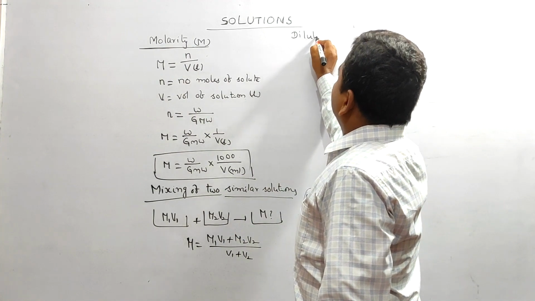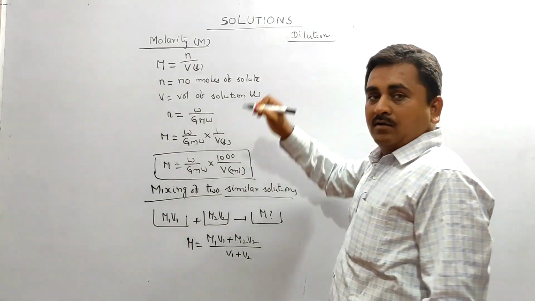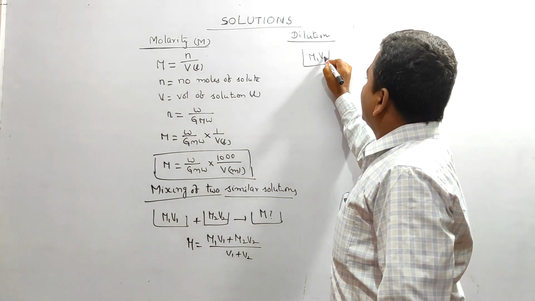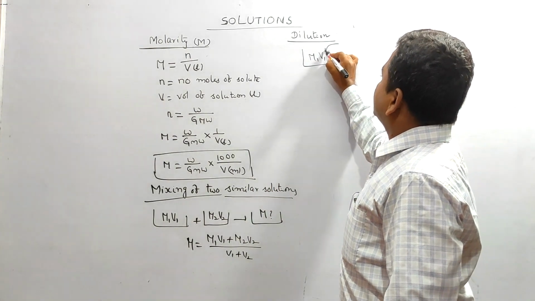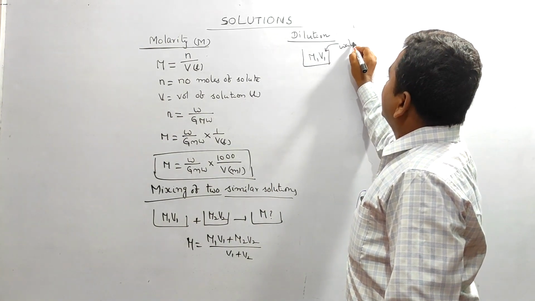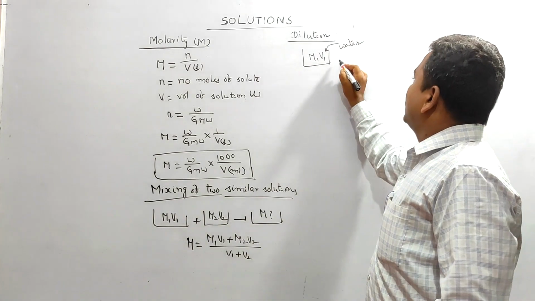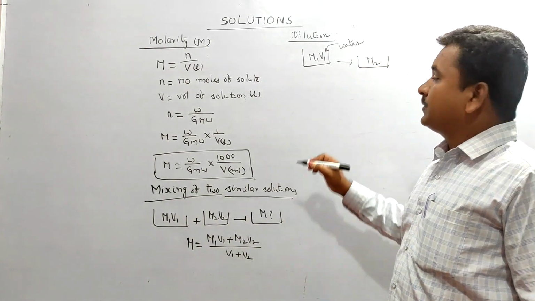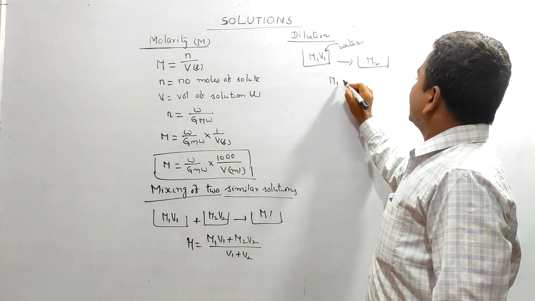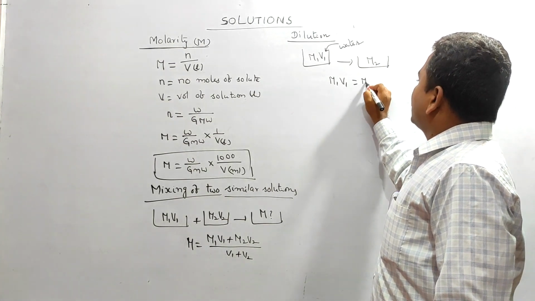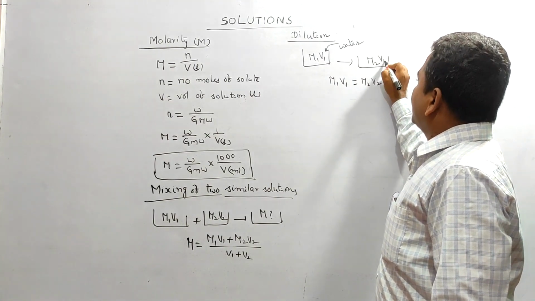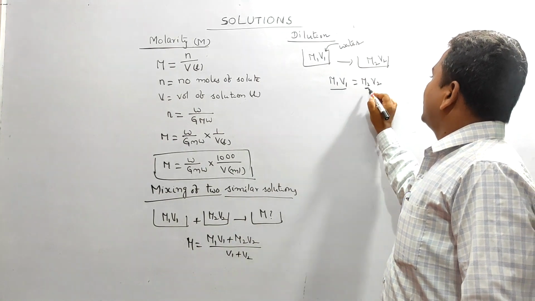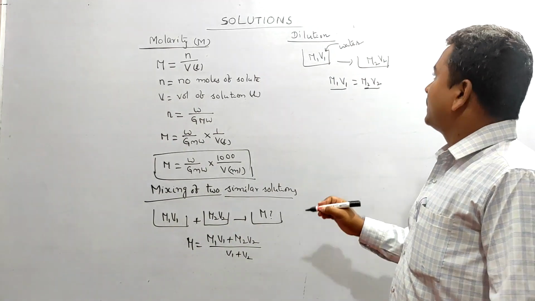Let us see how to calculate molarity during dilution of a solution. There is a solution of M1 concentration and V1 volume. It is diluted, added water. We get a diluted solution. We have to find its molarity. How to find its molarity? That is M1 V1 is equal to M2 V2. This is the molarity of diluted solution. This is before dilution and these are after dilution.